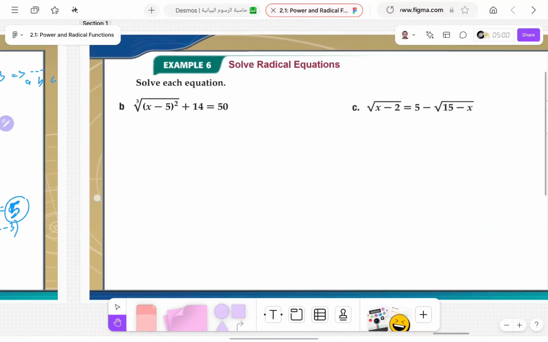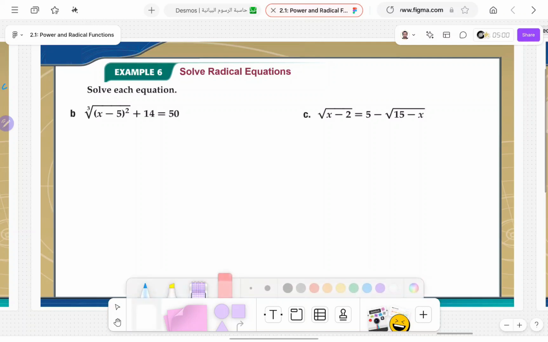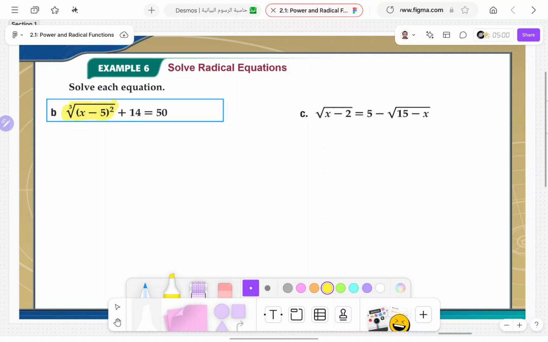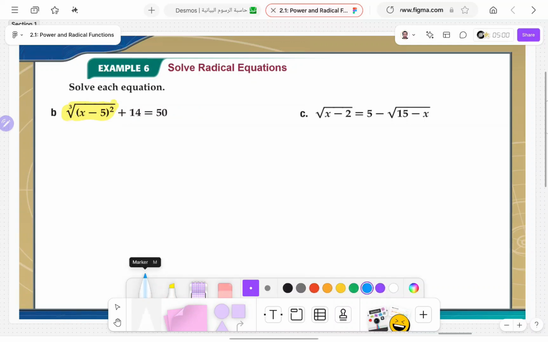Now one more example here, question number B. This is easy. As I told you, try to isolate the part of this root so you can square it or cube it or whatever you do. Now let's isolate it. Subtract 14 from both sides, so we cancel these out. So it becomes the cube root of (x minus 5) squared equals 50 minus 14, which is 36.